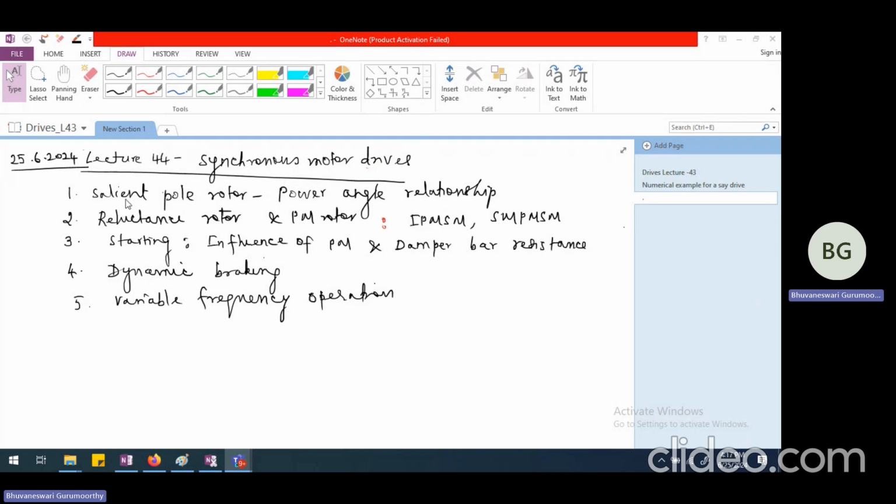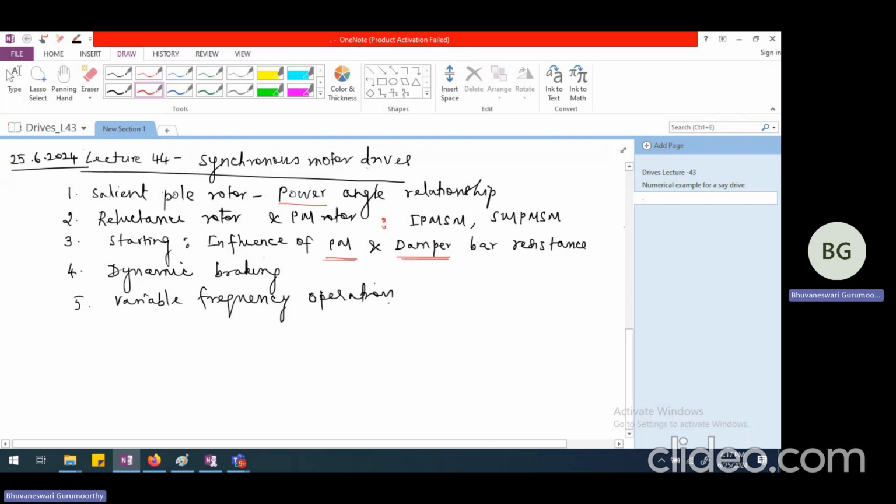The first thing we are going to look at is the salient pole rotor configuration. We'll derive the power angle relationship. And after deriving that, we will look at reluctance rotor and permanent magnet rotor synchronous motor as special cases. Then we will go back to discussing starting a little bit, especially what happens due to the influence of permanent magnet or how exactly the damper bar behaves during starting. And after that, we will look at dynamic braking of a synchronous motor.